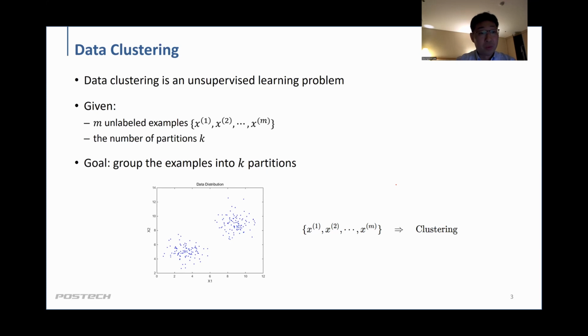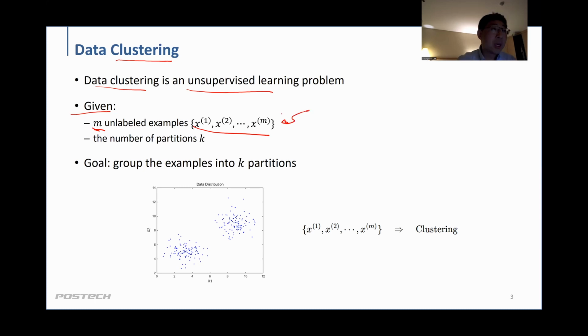Now, because you all know classification, let's talk about clustering. Data clustering is an unsupervised learning problem, like I said in the previous slide. So let's formalize data clustering in a more strict, mathematical way with expressions. Given: we have n unlabeled examples or data points, which means that only inputs are available.